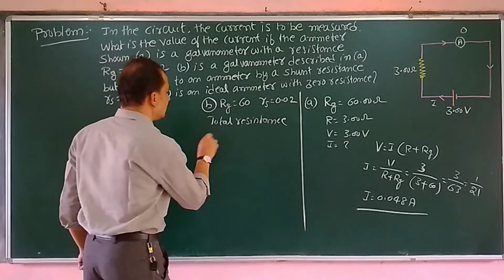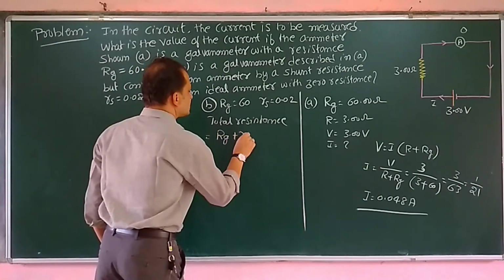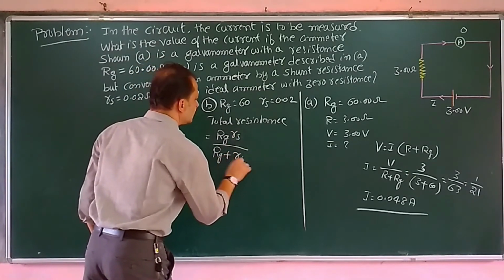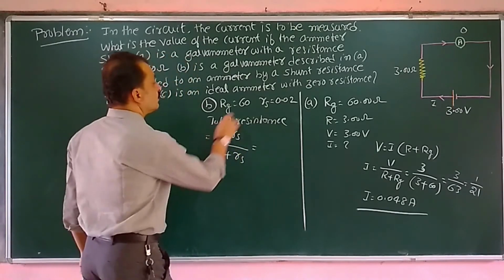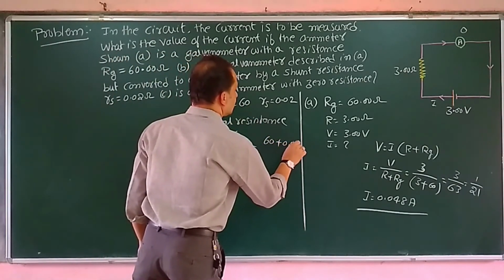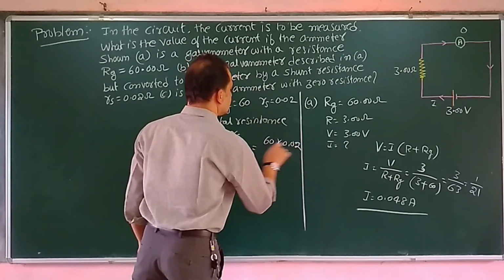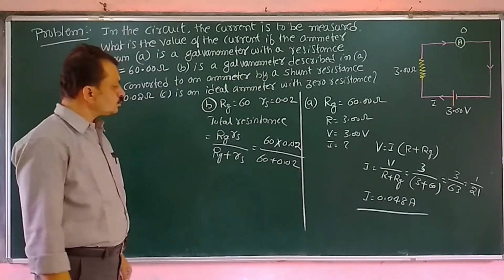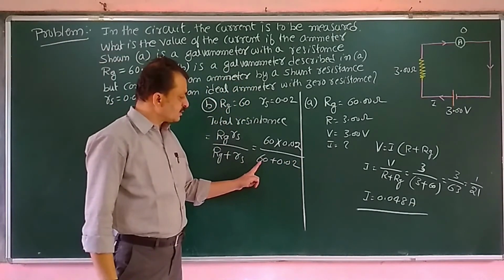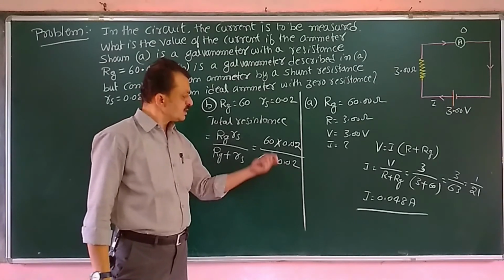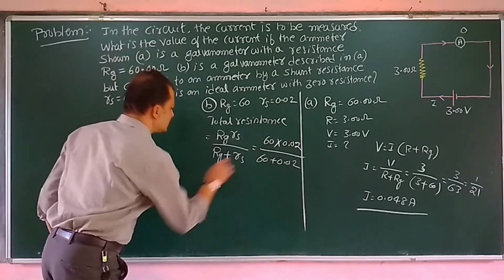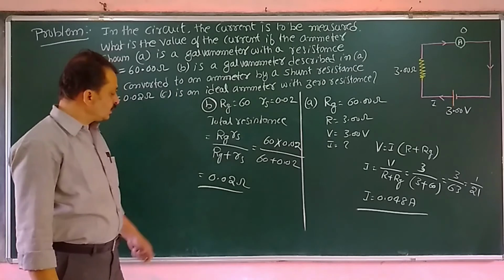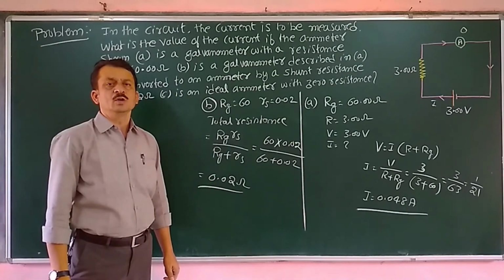Since those two are in parallel, therefore Rg Rs divided by Rg plus Rs. Now Rg value, it is 60 plus 0.60 into 0.02 divided by 60 plus 0.02. Now for the calculation purposes, I am taking 60 plus 0.02 as nothing but 60. Therefore 60 gets cancelled. The total resistance of the galvanometer when the shunt resistor is connected becomes 0.02 ohms.